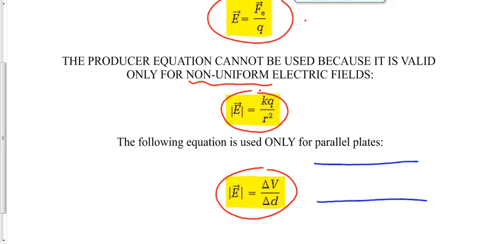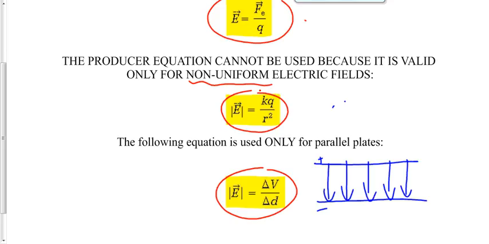Delta D between these two parallel plates is not the distance that a charge has moved. We may not even have a charge in between the plates. There may not be an experiencer. This is like a producer equation, right? Except it's a producer equation for a uniform field as opposed to a non-uniform field like the other producer equation. So we may not even have an experiencer. It can't possibly be the distance that a charge has moved because there may not be a charge there.